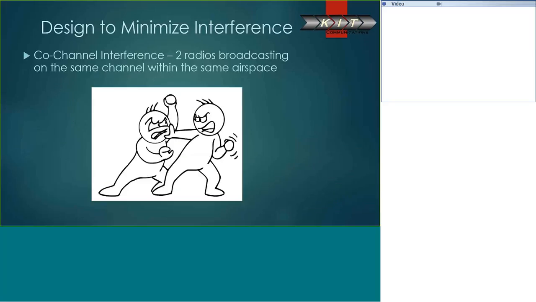We also have co-channel interference, which is two radios broadcasting on the same channel within the same airspace. This is a very understated problem. A lot of Wi-Fi manufacturers haven't mastered dealing with it yet, and so they tend to kind of minimize what the effect is on your wireless. And unfortunately, as we are moving to AC Wave 2, it's only going to get worse before it gets better.